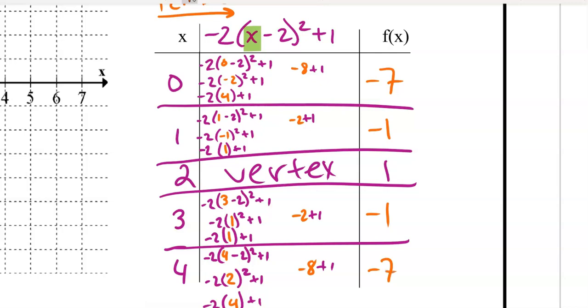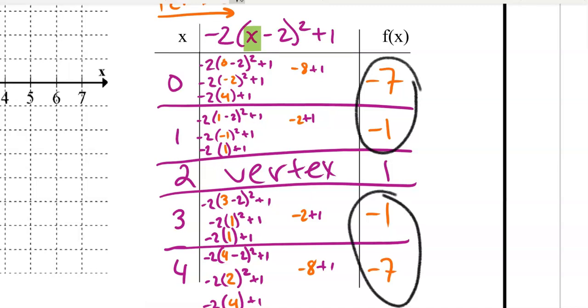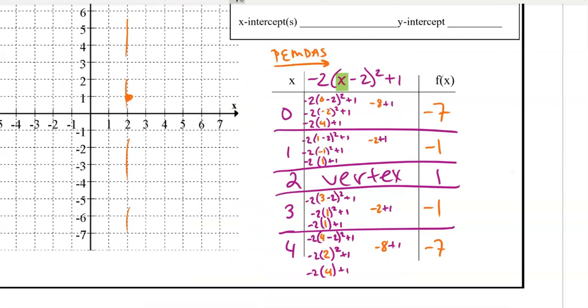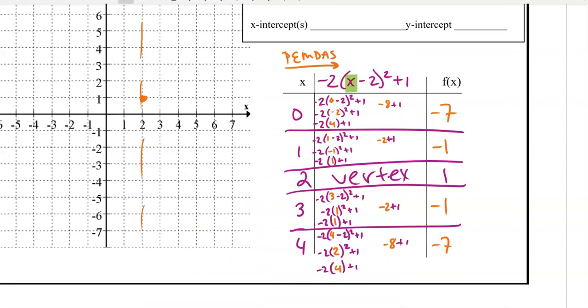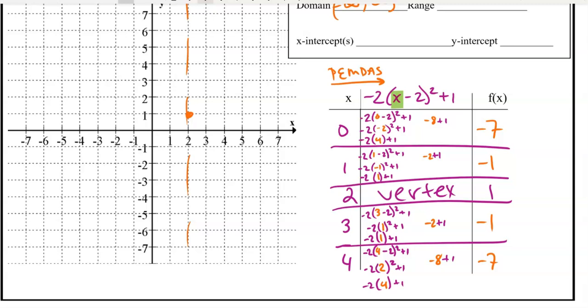If, for any reason, you did not get the same numbers here and here, your math was wrong and you need to double check your math. The numbers should repeat. So we can go ahead and plot these. We have (0, -7), (1, -1), (3, -1), and (4, -7). So our parabola looks something like this.